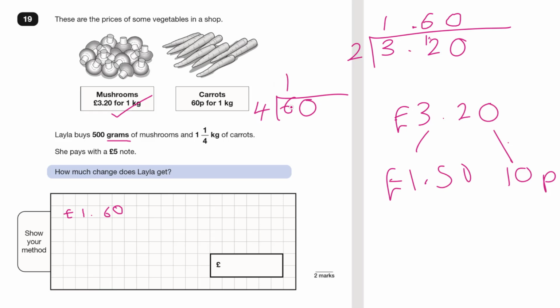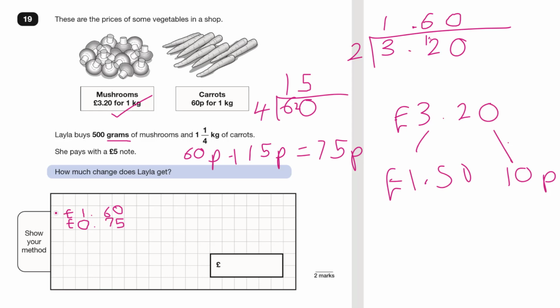So 4 into 6 goes once with a remainder of 2. And 4 into 20 goes 5 times. If we halve it and halve it again, half of 60 is 30, half of 30 is 15. So the quarter kilogram would have been 15p. So we've got 60p for the kilogram, and we've got 15p for the quarter kilogram. That makes 75p. Okay, so if I was to write that out, I need to make sure I write it in pounds as well. So that is £0.75.